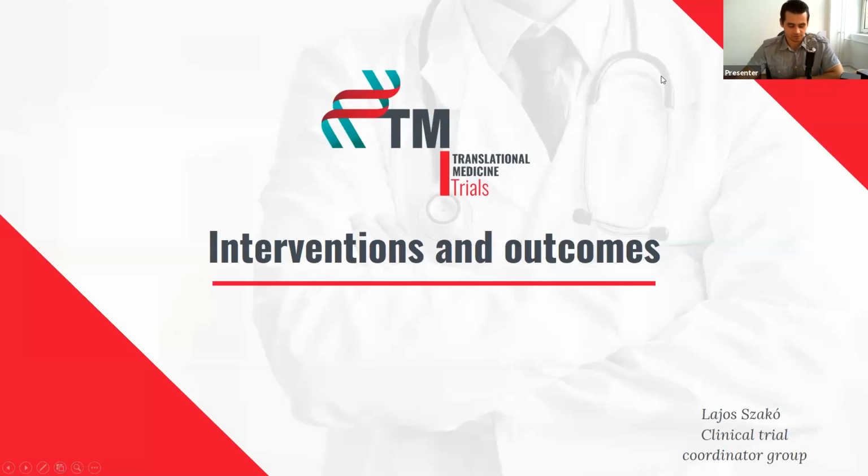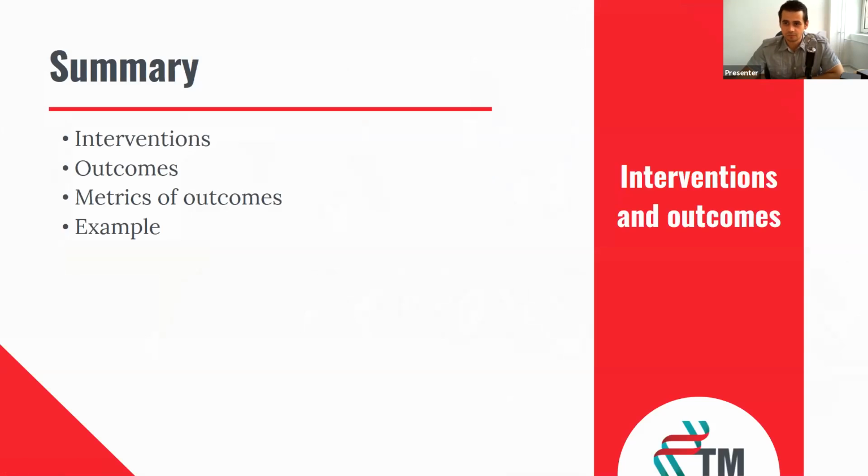So what I would like to talk about now are the interventions and outcomes of a randomized controlled clinical trial. This is what we should discuss now: the interventions, the outcomes, the potential metrics of outcomes, and some quick examples regarding the interventions and the outcomes.